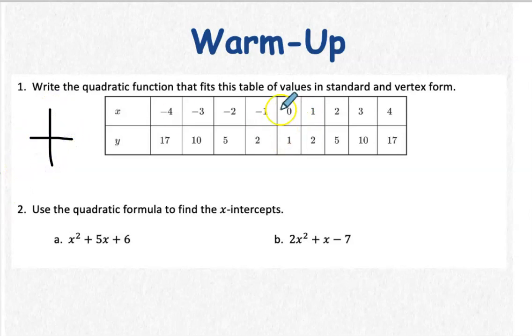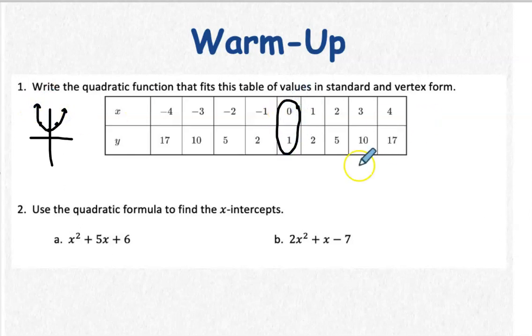So if I think about right in the middle here, we have the point (0, 1), and then it goes up on each side. We have the point (1, 2), (-1, 2), and so on. So I can tell I'd have a parabola, right? And my vertex is right in the middle here at (0, 1).